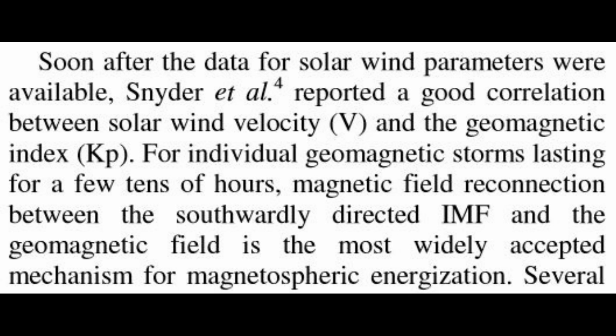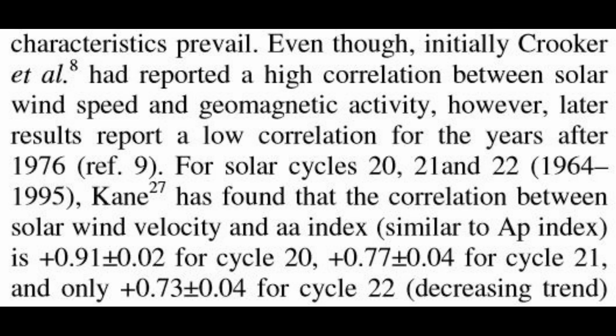Now this I thought was interesting. Soon after the data for solar wind parameters were available, Snyder et al. reported a good correlation between solar wind velocity and the geomagnetic index. For individual geomagnetic storms lasting for a few tens of hours, magnetic field reconnection between the southwardly directed IMF, so BZ negative, and the geomagnetic field is the most widely accepted mechanism for magnetospheric energization. Even though initially Crooker had reported a high correlation between solar wind speed and geomagnetic activity, however, later results reported a low correlation for the years after 1976.